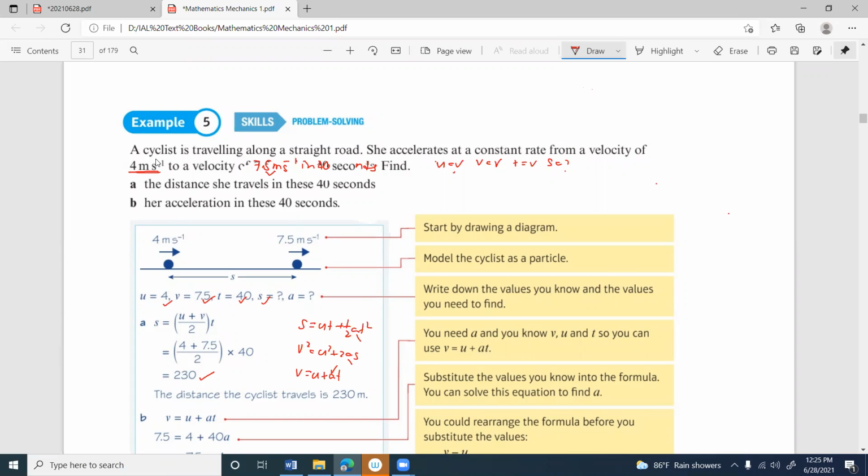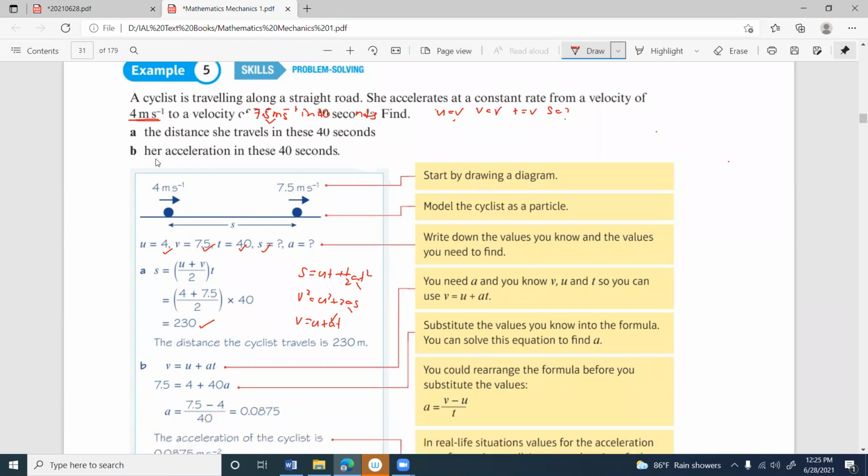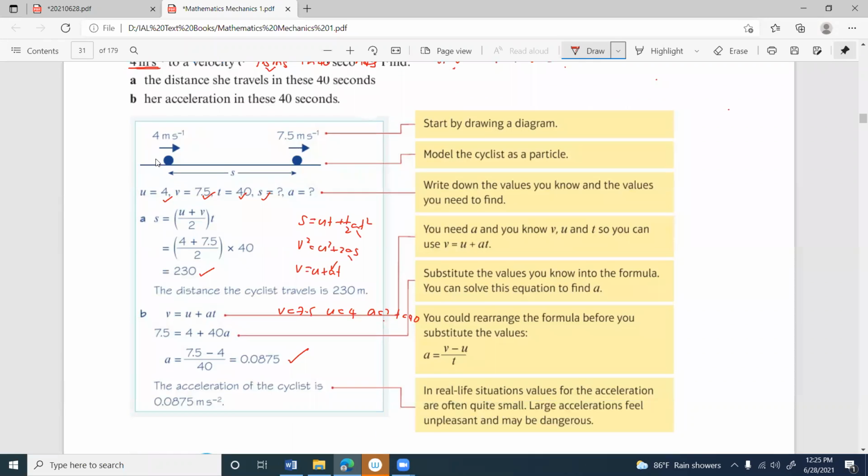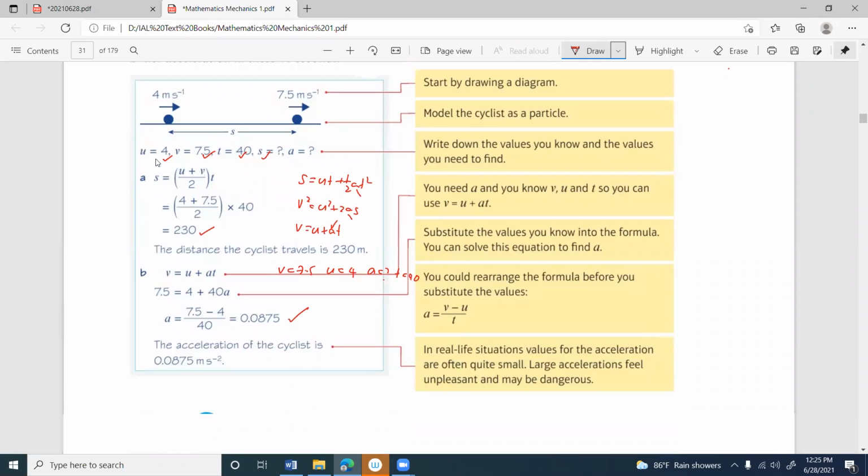Now, the next question is the acceleration in 40 seconds. Then we need to find acceleration. Then we know v, 7.5 we know. a equals (v minus u) over t. a is the one we need to find, t is 40. So simply apply v equals u plus at, and from here you can get the answer. Remember that you need to replace the units. That is compulsory when you do this kind of question. That's the first thing you need to understand.